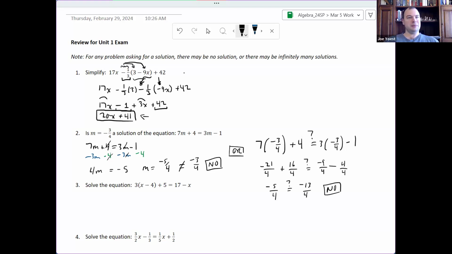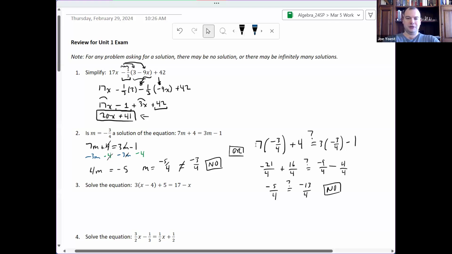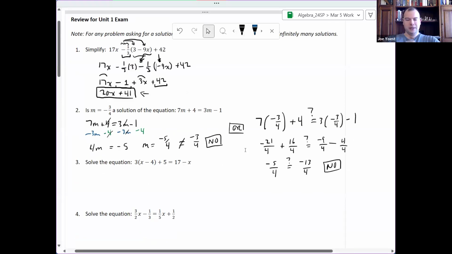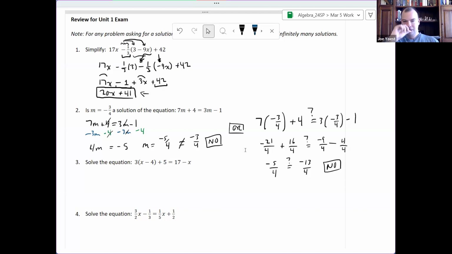Question 2 is, is m equals negative 3/4 a solution to the equation 7m plus 4 equals 3m minus 1? And the answer is no. There are two ways we could have gone about this. One, we could just solve the equation. In this case, that might actually be the easier route, because if I strategize a little bit and look ahead, and I plug in m equals negative 3/4 into 7m and 3m, nothing's going to cancel nicely. I'm going to get a bunch of negatives. That might be a pain to work with. That's what I did over here.